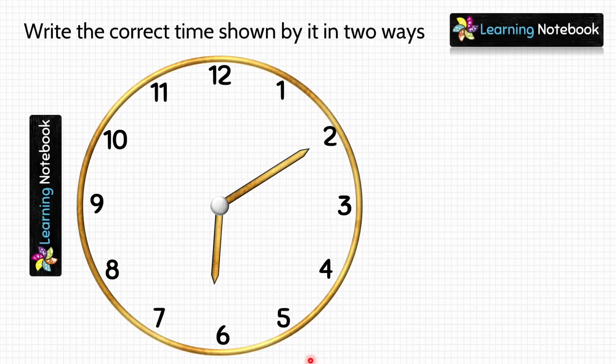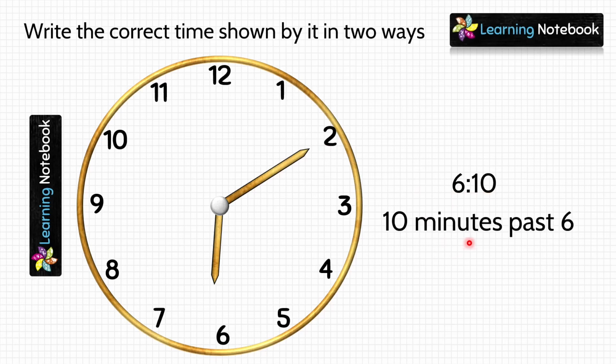Now the next question is, again here we have to tell the time in two ways. So take a look at this clock. Here our hour hand is on 6. So the hour is 6 and the minute hand is on 2. So how many minutes have passed? Yes, 10 minutes. So we say the time is 6:10 or 10 minutes past 6.